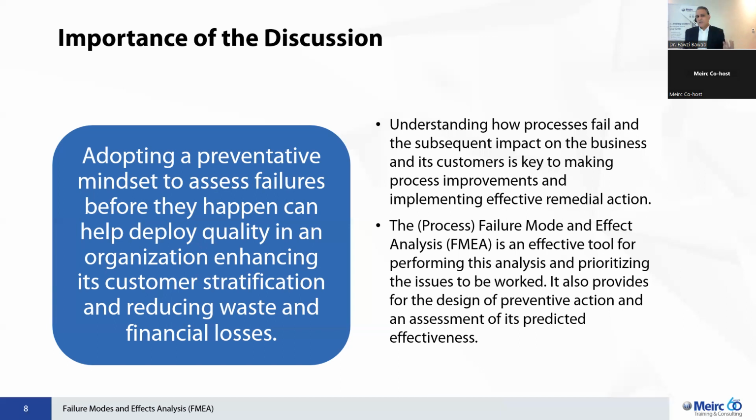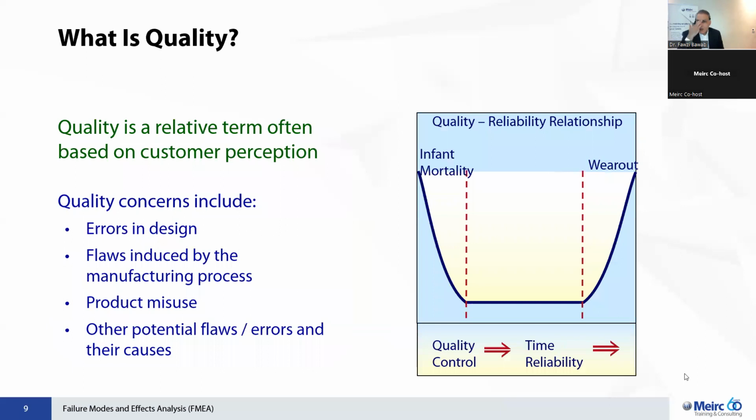So by adopting a preventative mindset to assess failures before they happen, we can use that in quality systems, and we can use that in risk management, and of course, that will yield better usage of our resources, reducing waste and financial losses. This tool engages the teams within the organization, and it helps us use that mindset to anticipate failures and then put in some measures to try to avoid them. So it is using that predictive approach to assess failures. Now, of course, this relates closely to quality.